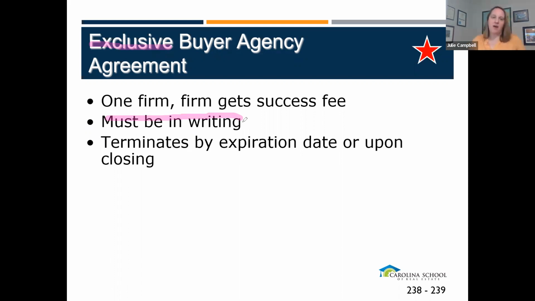And the list to terminate a buyer's agency agreement is not as long. You either help them find and purchase the property and we go to closing, or it expires. Our buyer agency agreements have expiration dates as well.